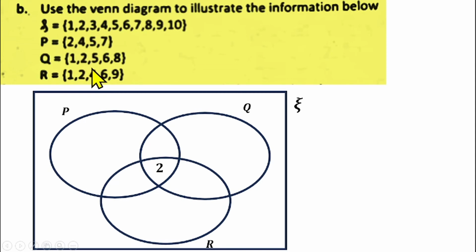So you cannot write 2 again because they already have 2 to be common to 3 of them. So you have to remove 2. So what P and Q have in common is 5. So you put 5 here. So 5 will be here.